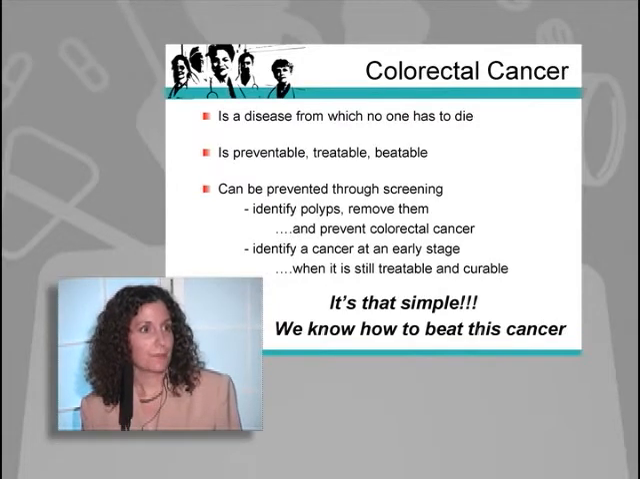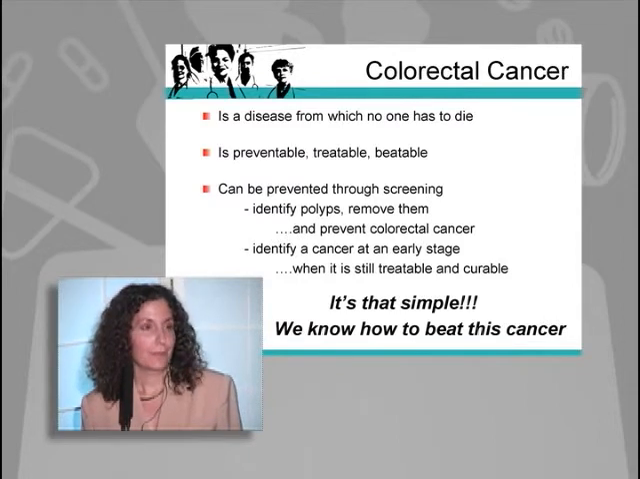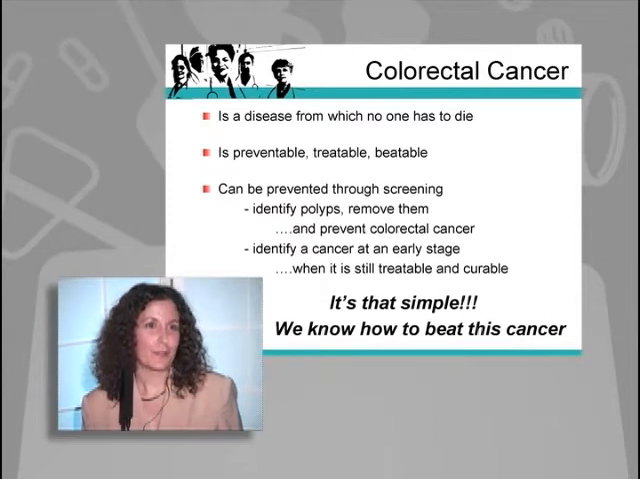And it can be prevented through screening through two functions. You can either identify the polyps and remove them at the time of the colonoscopy, and that will prevent colorectal cancer, or you will identify a cancer at an earlier stage, at which time it's better treated and beatable, and therefore you'll be able to prevent mortality from colorectal cancer. So it's that simple. We know how to beat it.